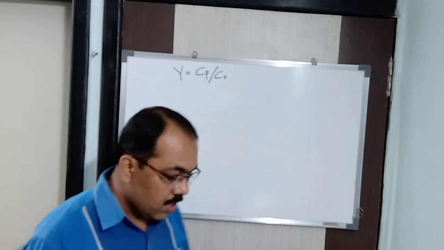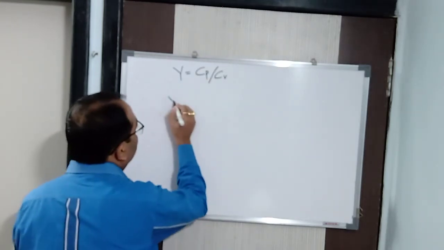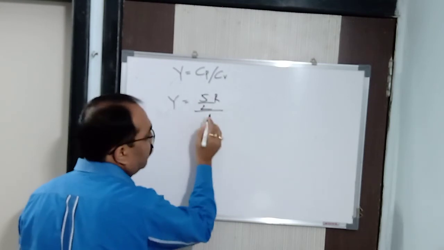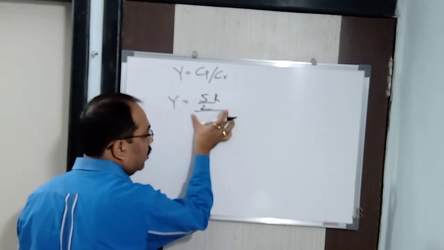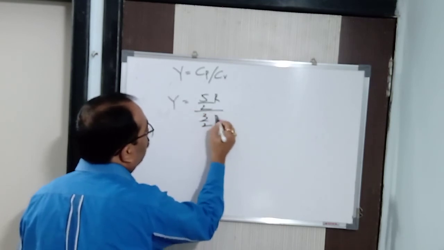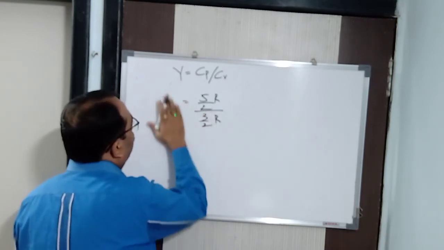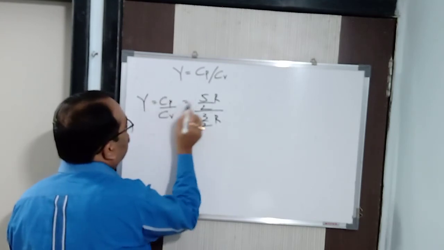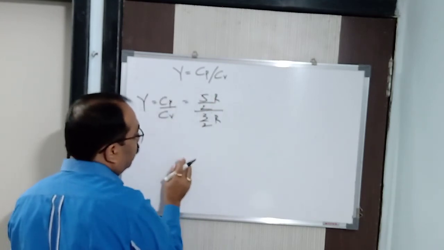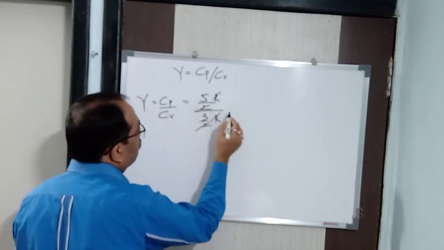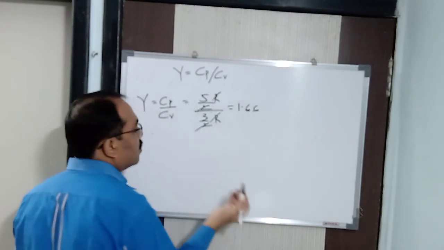1.66, how did I get it? So, we know gamma is equal to Cp by Cv. Cp is 5 by 2R for monoatomic gases and Cv is 3 by 2R for monoatomic gases. R cancelled, 2 cancelled. So, 5 by 3 is nothing but 1.66 in this way.